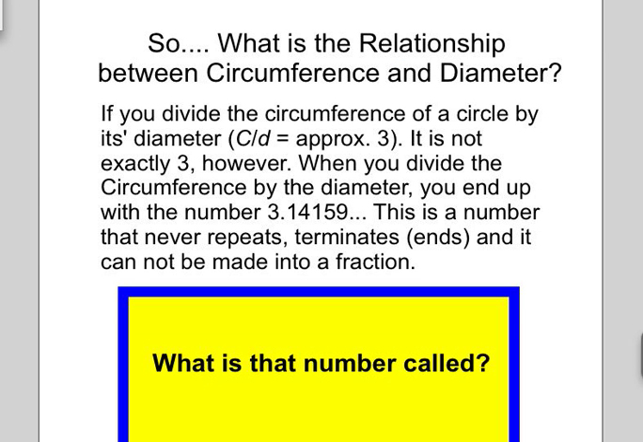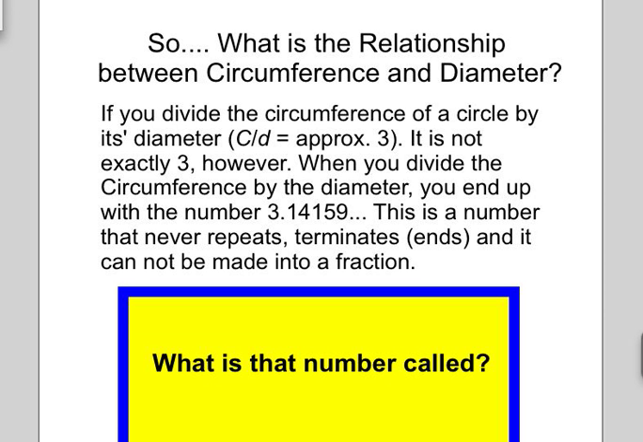So, what is the relationship between circumference and diameter? Well, if you divide the circumference of a circle by its diameter, so if you divide the outside number by the length of the diameter, you get approximately 3. Now, it's not exactly 3, however. When you divide the circumference by the diameter, you end up with the number 3.14159, and so on and so on. The number continues. The number never repeats, it never terminates or ends, and it cannot be made into a fraction.